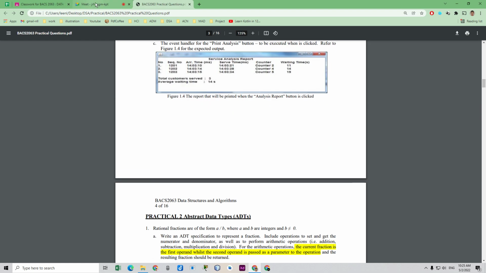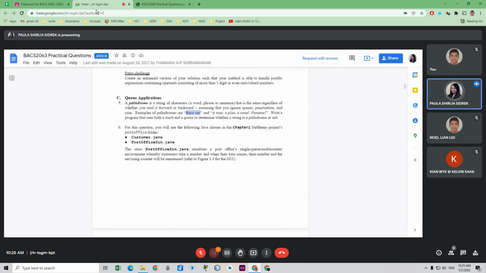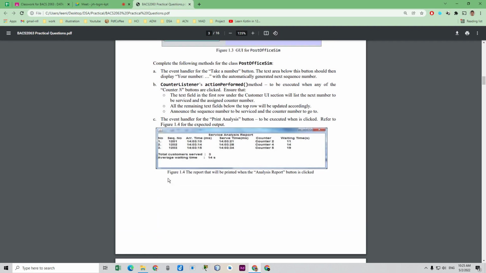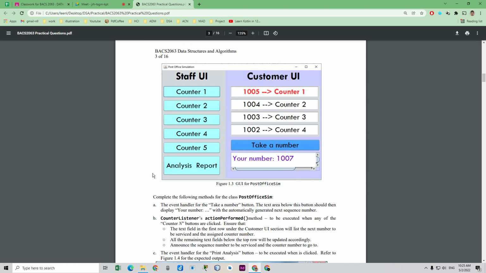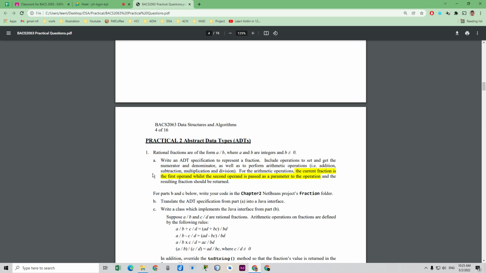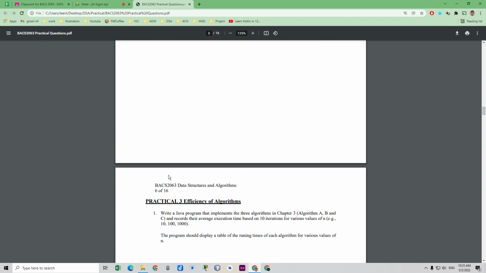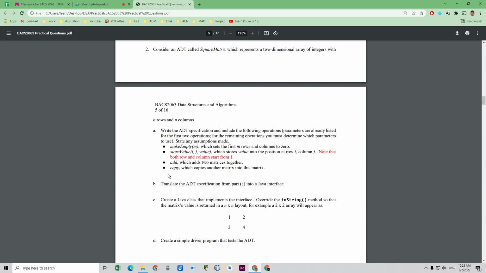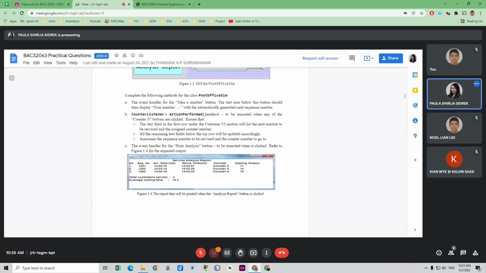This one has not been done, right? Number 6, queue operation. You can do C6, and then complete this. Basically all the tasks for post office sim, A, B, and C. The event handling for the take number button: the text area below the button should display your number with the automatically generated next sequence number.